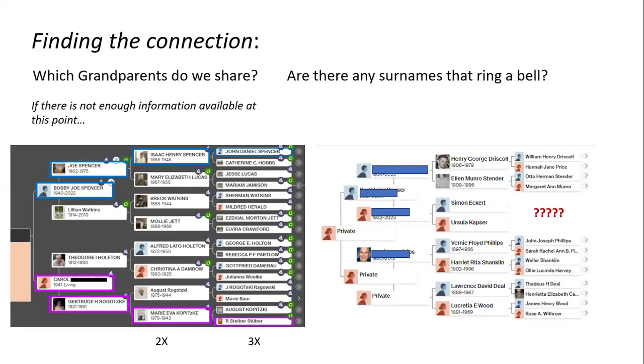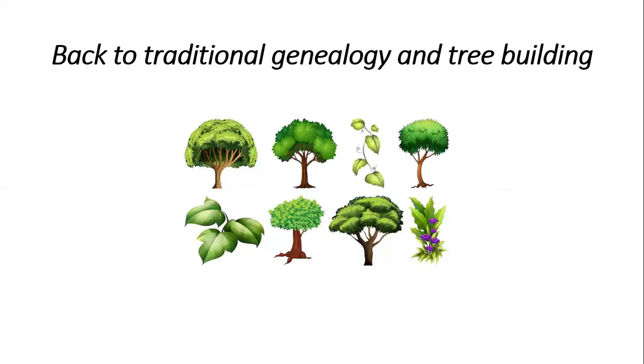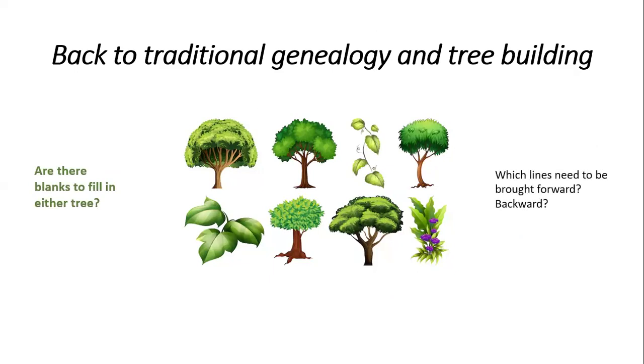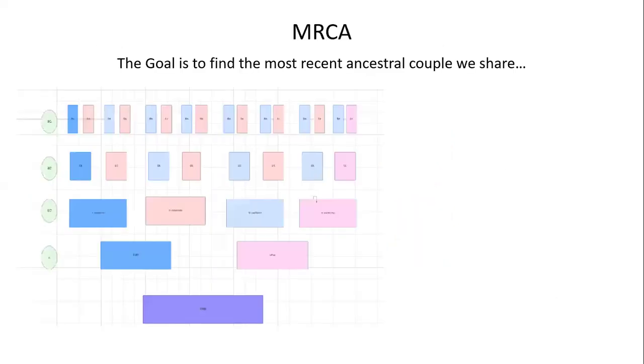So if there is not enough information available at this point, then you're going back to traditional trees. Are there blanks to fill in either tree? Which lines need to be brought forward? Do I need to start a tree from scratch? It's not always fun, is it? Or what other documentation is there? I mean, there's a whole presentation that can be done just on this part alone.